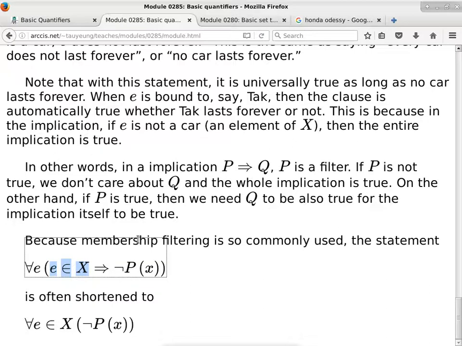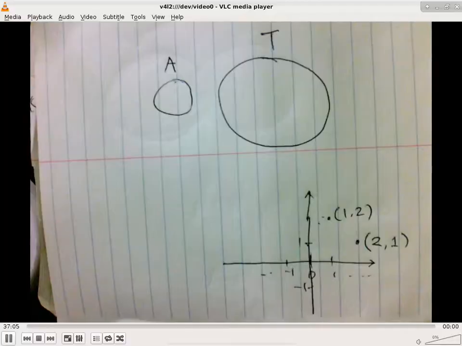I'm wondering why, if the first part of the implication is false, why do we automatically assume it's true instead of false? Because it's an implication. It is the property of an implication. Okay, so let's switch to the document camera.